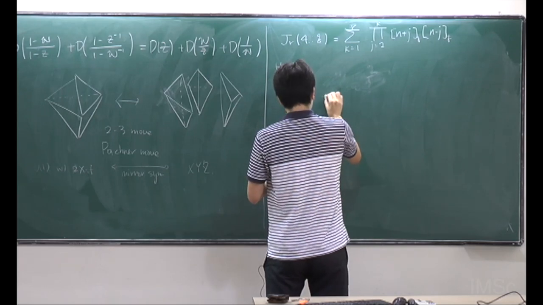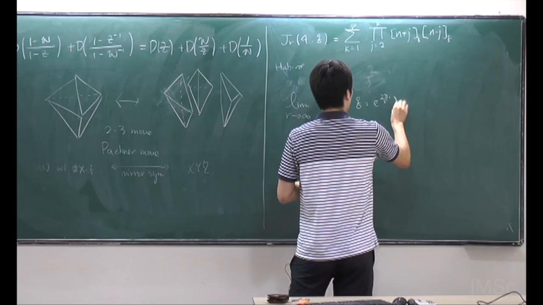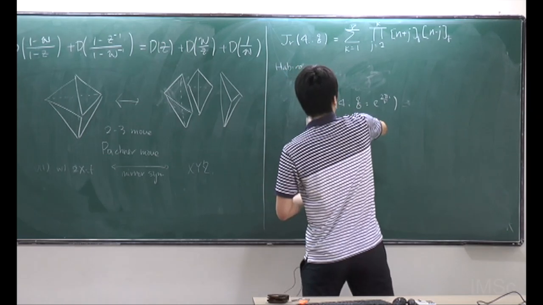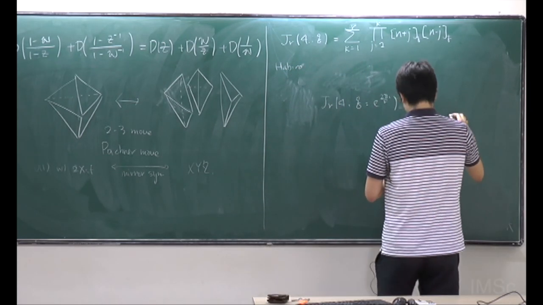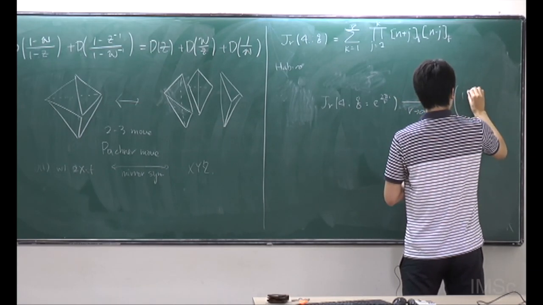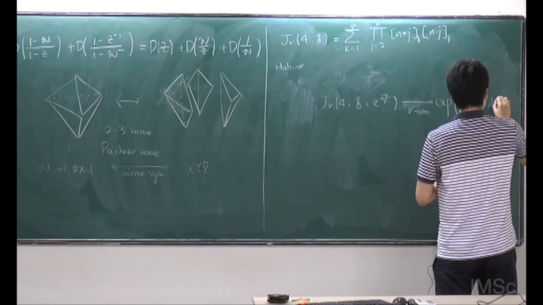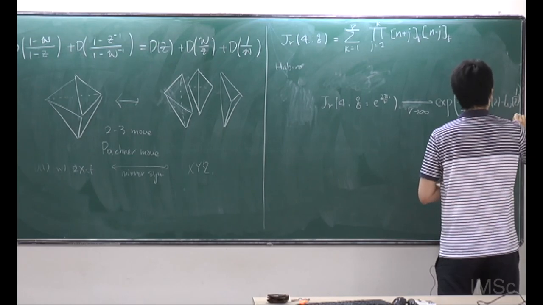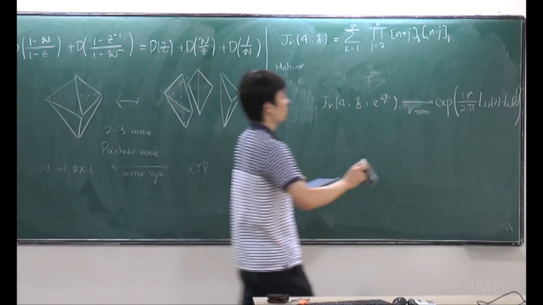So the Jones polynomial J_R, q is equal to e to the 2 pi i over r. Then, I should write like this way. Then, the exponential. Sorry, maybe I should write more explicitly.